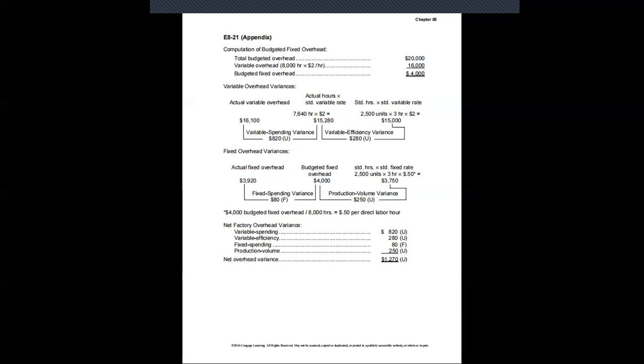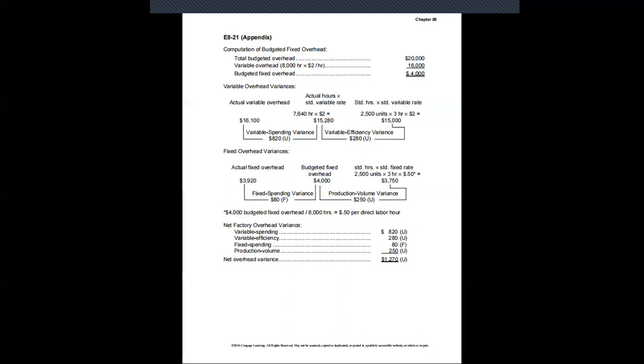So we now get the net factory overhead variance. For variable spending, it's 820, unfavorable. Variable efficiency, 280, unfavorable. Fixed spending, 80, favorable, and 250, unfavorable. So we now get total of overhead variance, 1,270, and it's unfavorable.